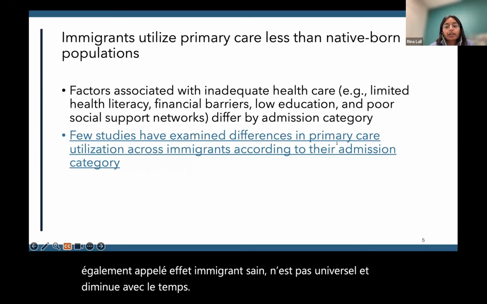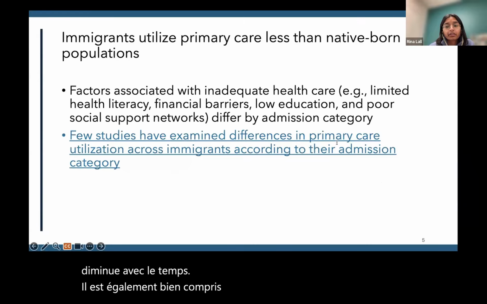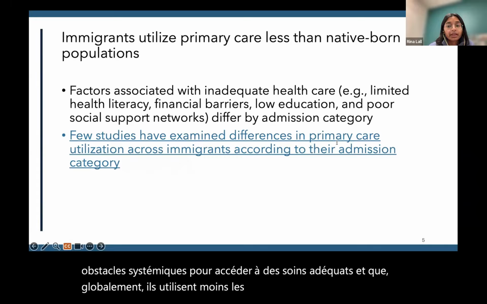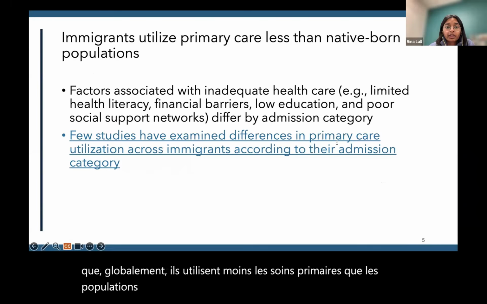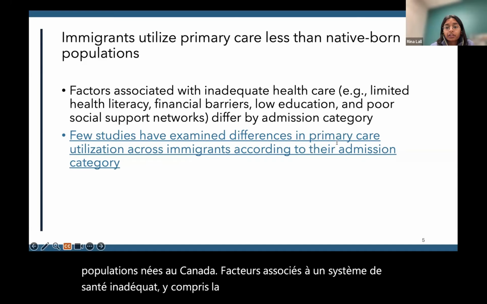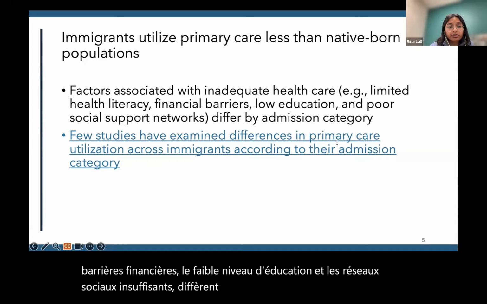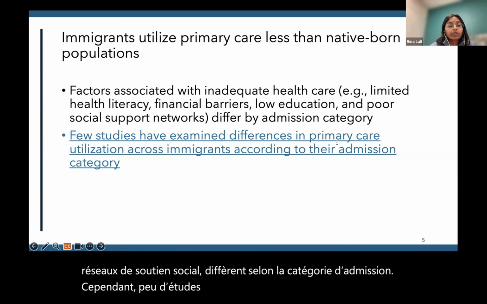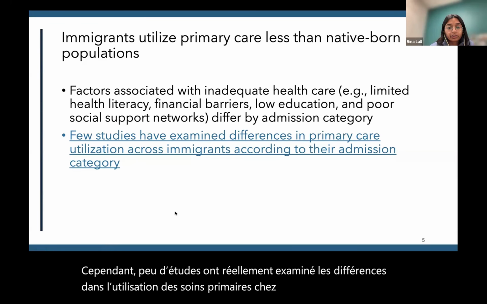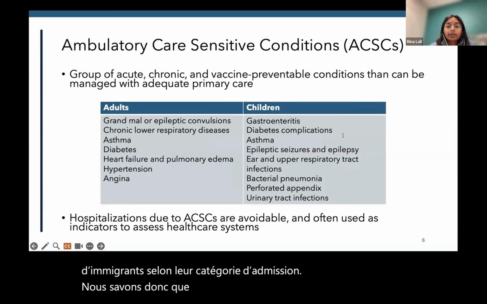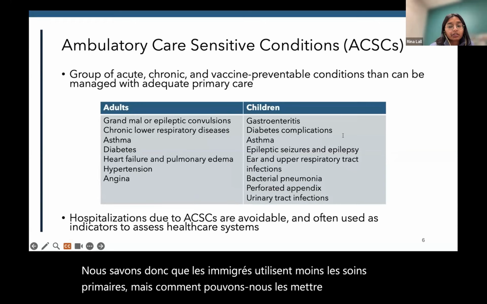It is also well understood that all immigrants face systemic barriers in accessing adequate care, and that overall they utilize primary care less than native-born populations. In Canada, factors that are associated with inadequate healthcare, including limited health literacy, financial barriers, low education, and poor social support networks, differ by admission category. However, few studies have actually examined differences in primary care utilization across immigrant subgroups according to their admission category. So we know that immigrants utilize primary care less, but how can we operationalize their healthcare utilization?